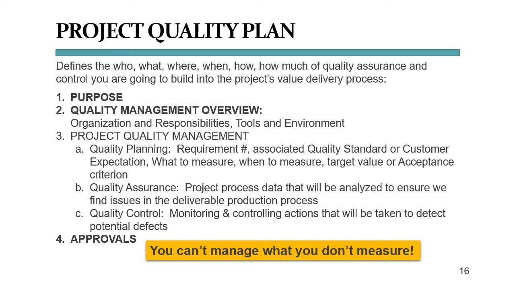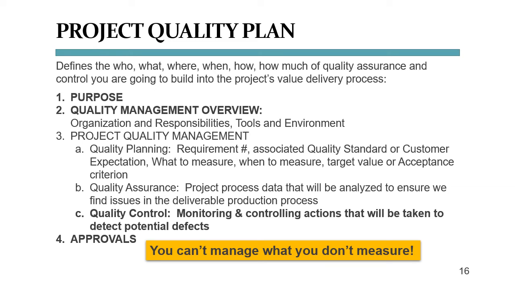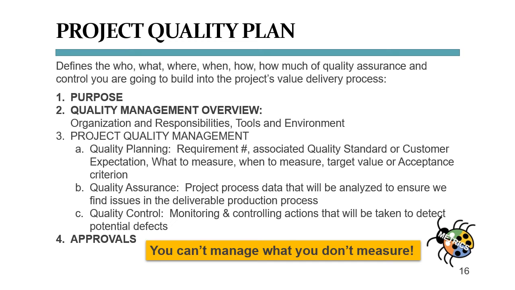But how can you prove that you're doing these three? Quality planning, quality assurance, and quality control. Well, for quality planning, the output is your quality plan. And for quality assurance and quality control, if you guessed metrics, you would have guessed correct. Because you can't manage what you don't measure.